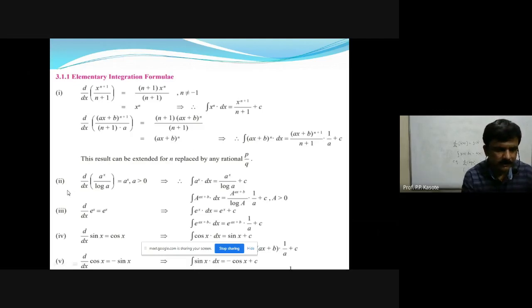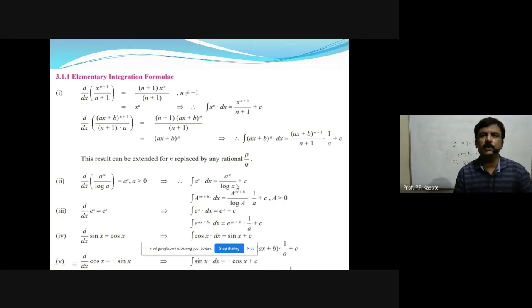Now look at the second result. The derivative of a raised to x upon log a is equals to a raised to x, where a is greater than 0. Therefore, integral of a raised to x into dx is a raised to x upon log a plus c. What is the integral of a raised to x? It is a raised to x upon log a plus c.